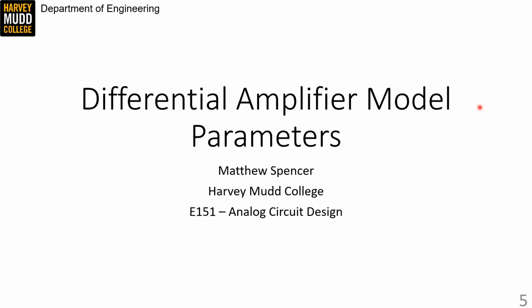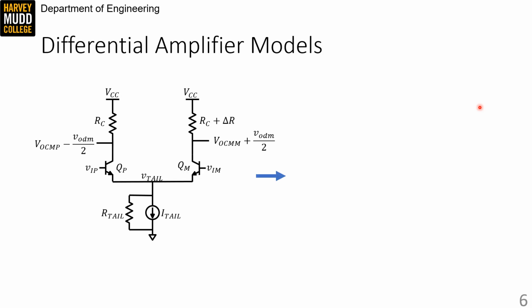In this video we're going to learn about design parameters that we use to describe differential amplifiers, which are an abstraction of the differential circuits we've been looking at. Thus far we've been looking at differential amplifiers like the one pictured here, perhaps with offsets, as I've shown by including extra delta R on the right resistor.